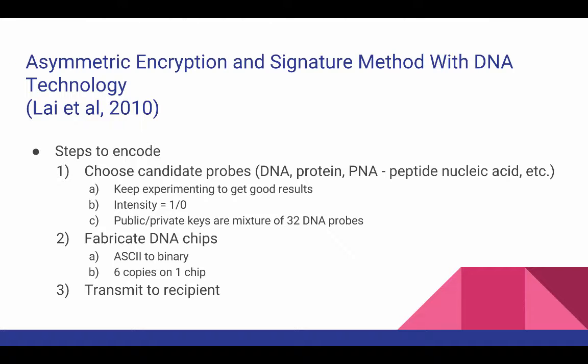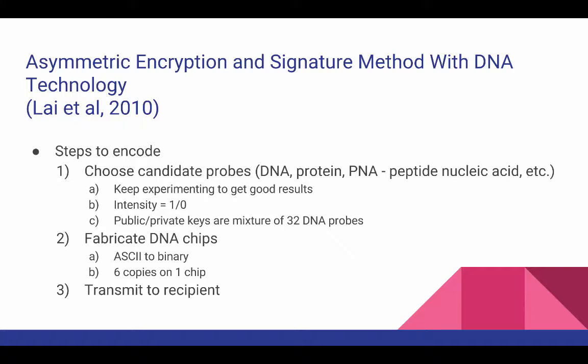of biological molecules. So in the encryption process, you choose candidate probes, which would be DNA, protein, PNA. You keep experimenting to get good results. You want a good reaction, or high reactivity, to be your ones and a really low reactivity to be your zeros. The private and public keys are a mixture of like 32 DNA probes, so it's not just one strand of DNA, it's a many to many relationship, so you can get false positives.